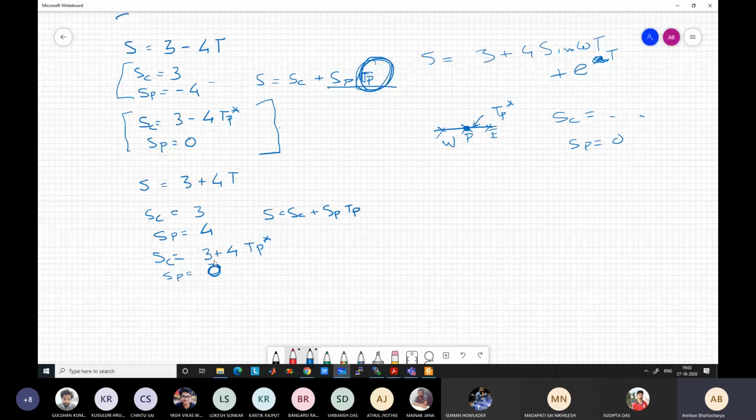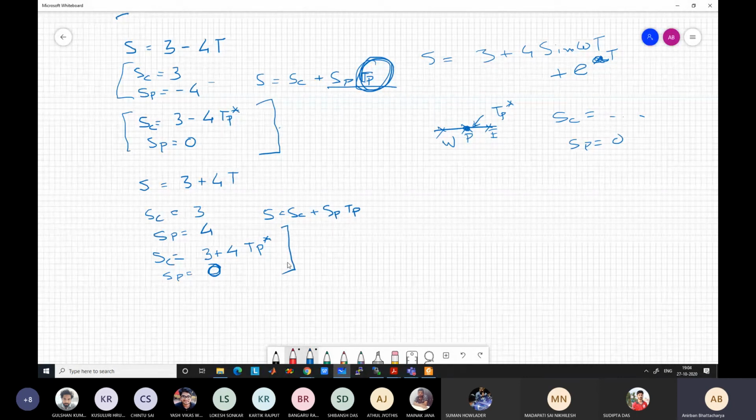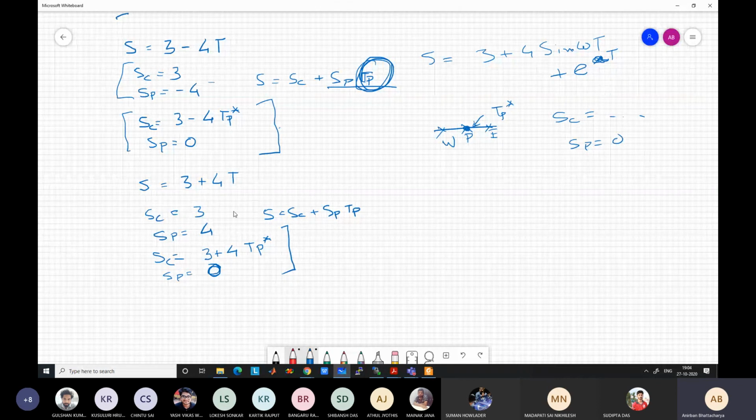We can do the lazy man approach, and SC is equal to 3 plus 4 TP star. Like we put everything in the old iteration value, and the current dependence is 0. This will work, and this is the most common solution and should be taken in most cases if you have this type of thing.